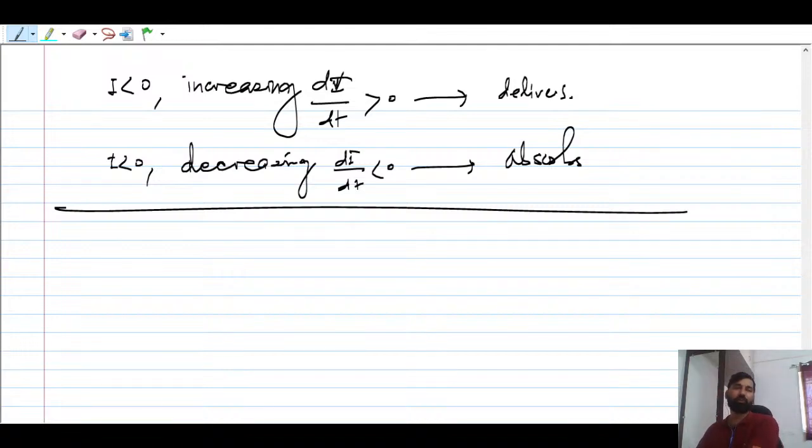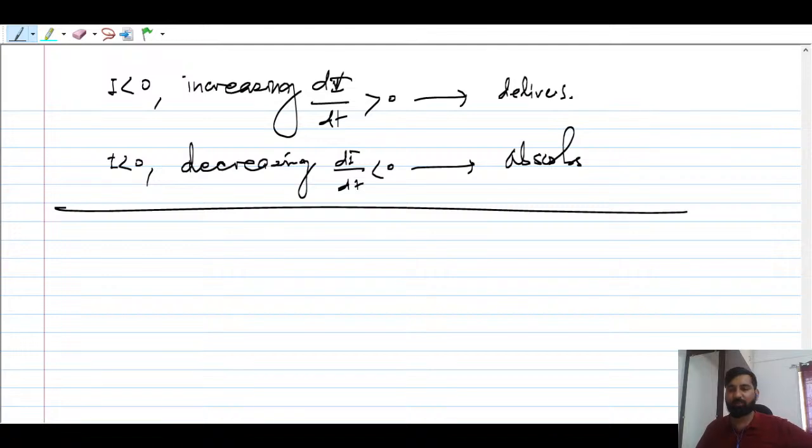So let us compute the energy absorbed by the inductor over a time interval. Always they will ask the question: what will be the energy absorbed by the inductor over a time interval? Whenever they talk about energy, they will always talk about some sort of a time interval, right?